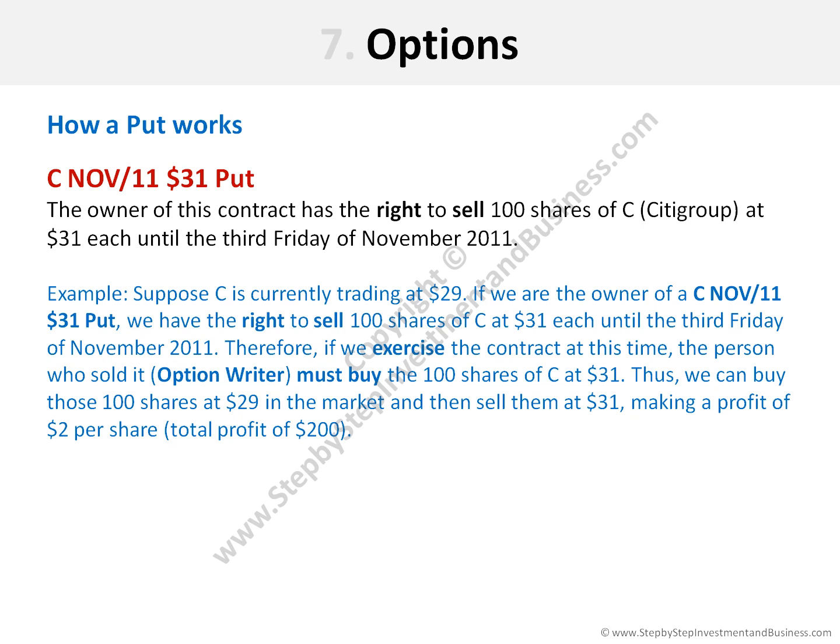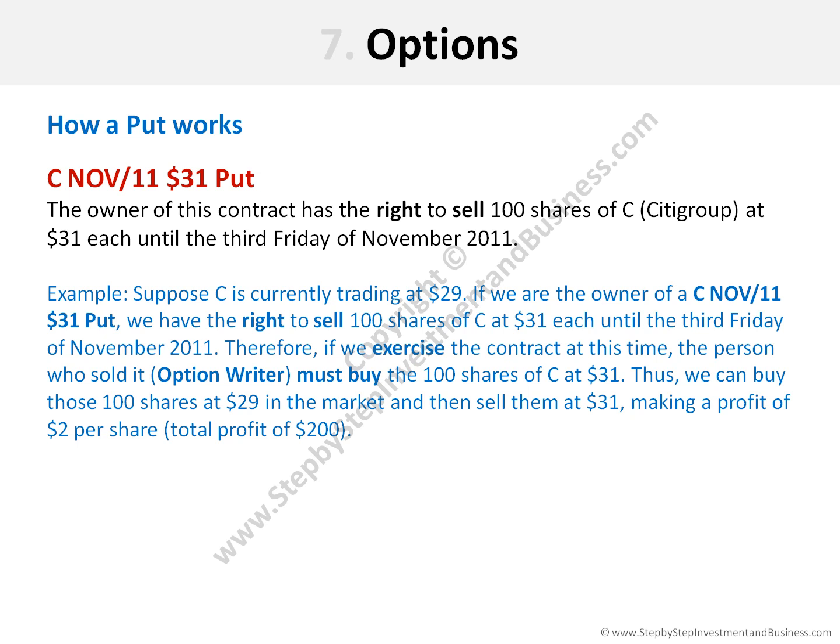Example: suppose Citigroup is currently trading at $29. If we are the owner of a Citigroup November 2011 strike price $31 put, we have the right to sell 100 shares of Citigroup at $31 each until the third Friday of November 2011. Therefore, if we exercise the contract at this time, the person who sold it, that is the option writer, must buy the 100 shares of Citigroup at $31.